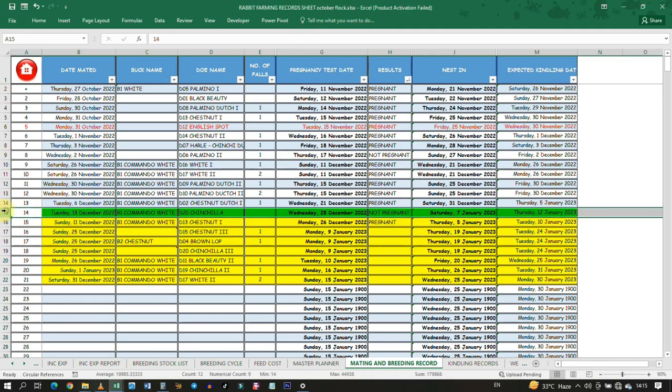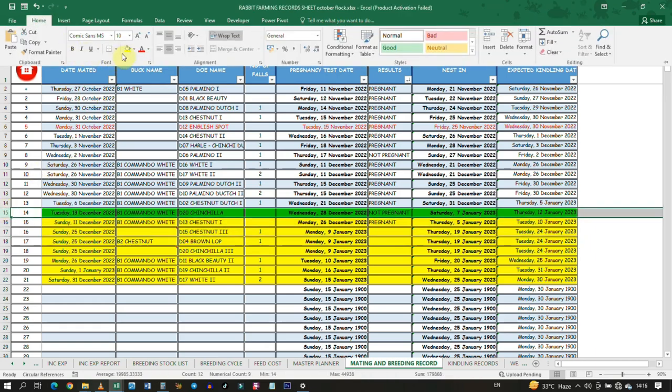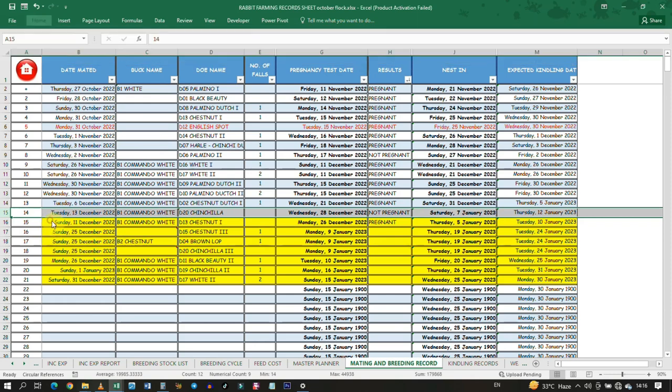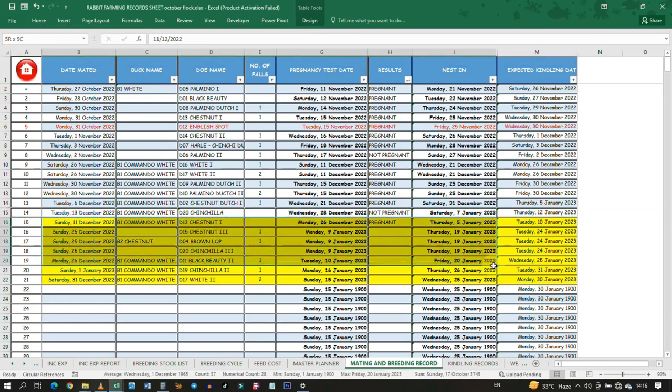This one is not pregnant, so let me leave it out. So these ones are currently pregnant. Crossed, they are the ones I'm watching out for. So you've seen that this one, the test date was 26th. I tested it and it was pregnant. Now the following, if you look at my date, are yet to be tested. So then I just highlight it to know who is next.